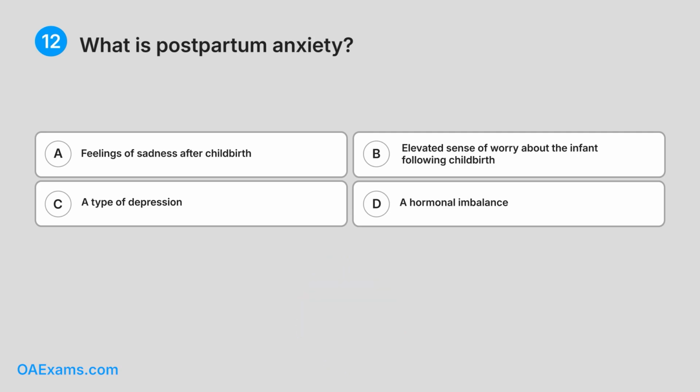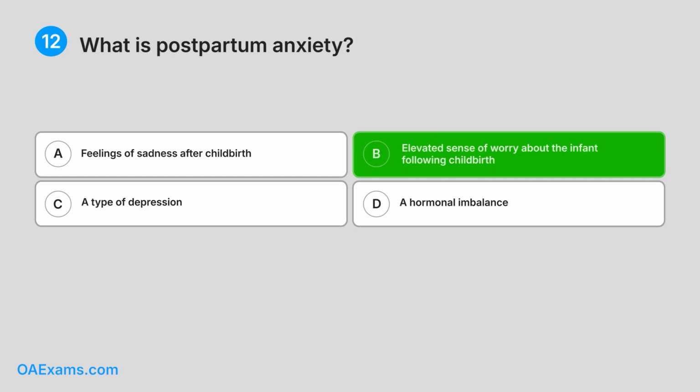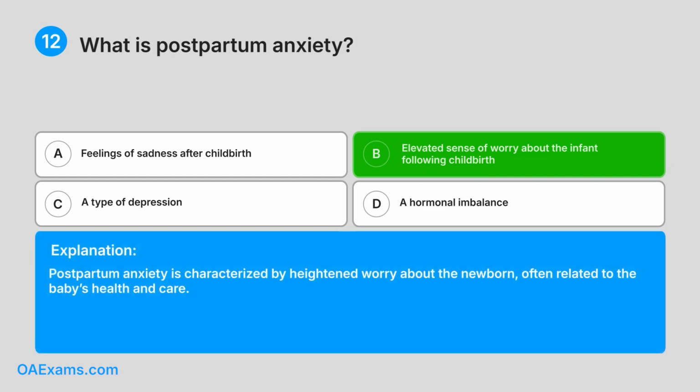Correct answer: B. Elevated sense of worry about the infant following childbirth. Explanation: Postpartum anxiety is characterized by heightened worry about the newborn, often related to the baby's health and care.